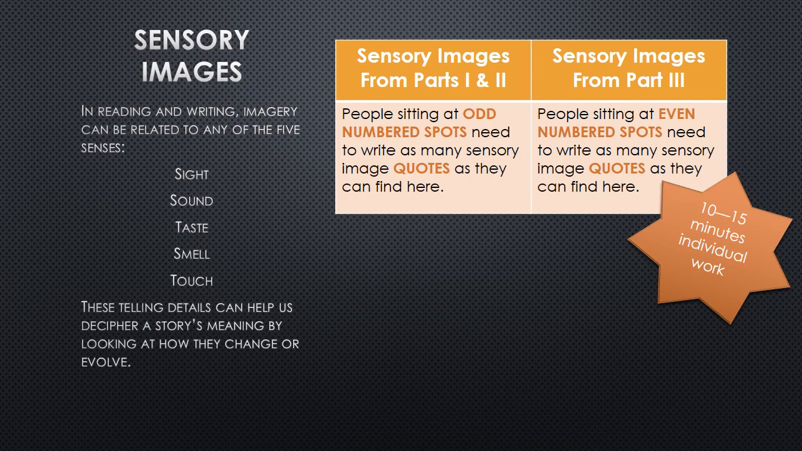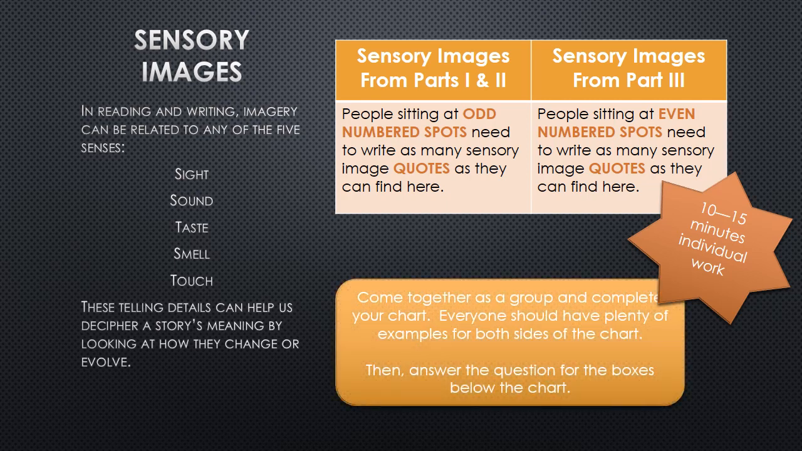So the next thing that I want you to do is come together as a color group. So purples with purples, pinks with pinks, you get the idea. Come together as a color group, and I want you to complete your chart. So everybody probably has some slightly different ideas or some slightly different examples or quotes. I want you to share the quotes with people and give people a chance to write down the quotes that you found. This shouldn't take too long, but it might take a few minutes.